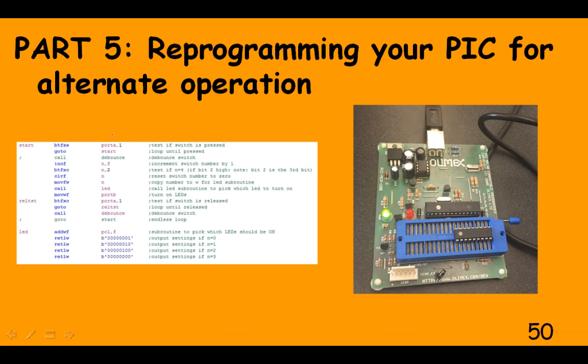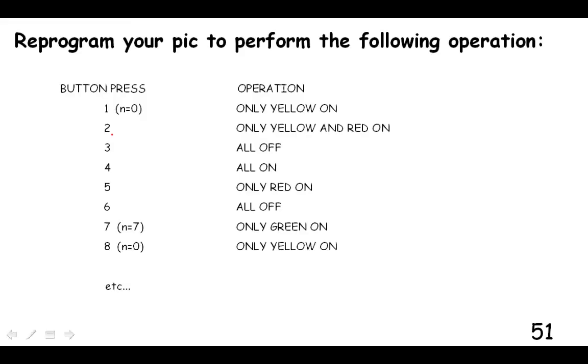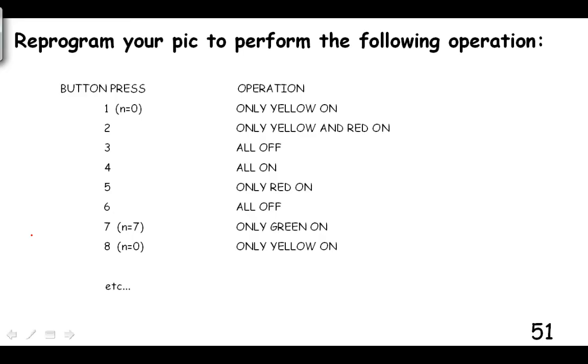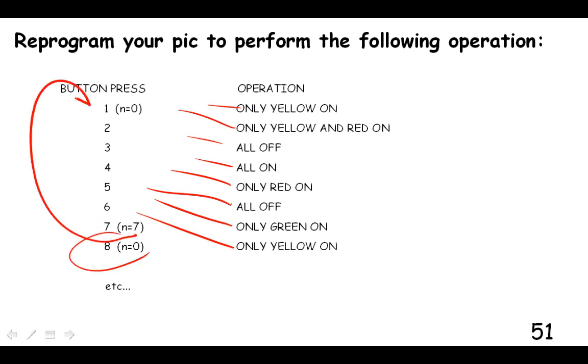Now you're ready to reprogram your PIC for alternate operation, which is the climax of this lab. What we want you to do is go through that program. Here it is, from start. You'll have to change some program steps in here to do a different operation. And here's the operations we want. On the first button press, only yellow goes on, then yellow and red on, then everything is off, and then everything is on. Then only red is on, everything is off, only green is on, then only yellow. Oh, and then after that, it should cycle back into here and keep doing that over and over again. So see if you can make the program do this.